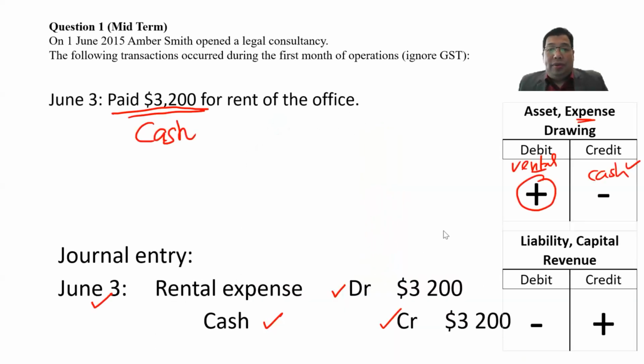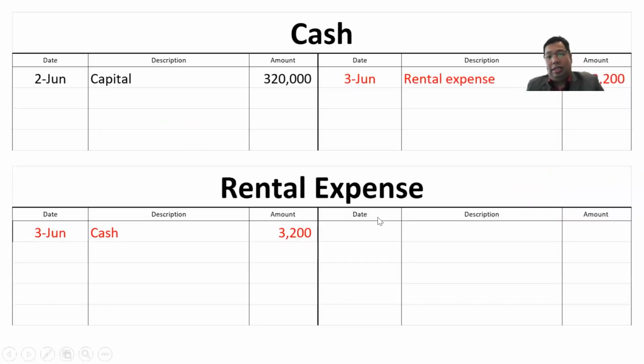Okay, let us continue. We did discuss these transactions and we agree that for this transaction, we are going to debit rental expense and credit cash. Debit rental expense, credit cash. The next phase is how we're going to record it to the ledger. How are we going to put it to the ledger? So let us go to this example.